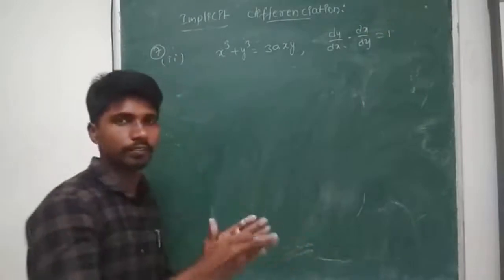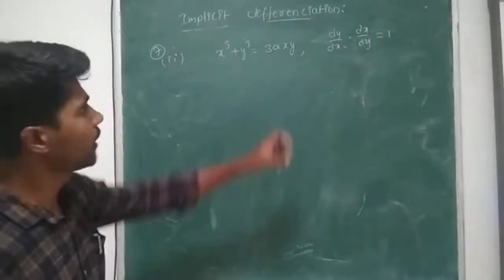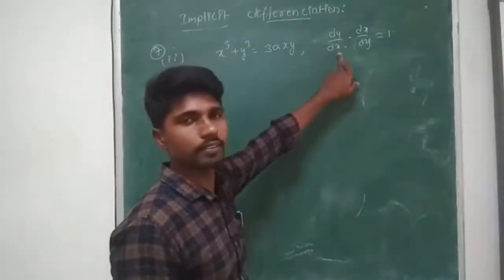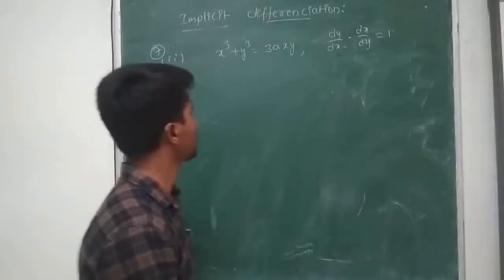So two cases will arise. We find dx by dy and dy by dx, and we just do the multiplication. Right.